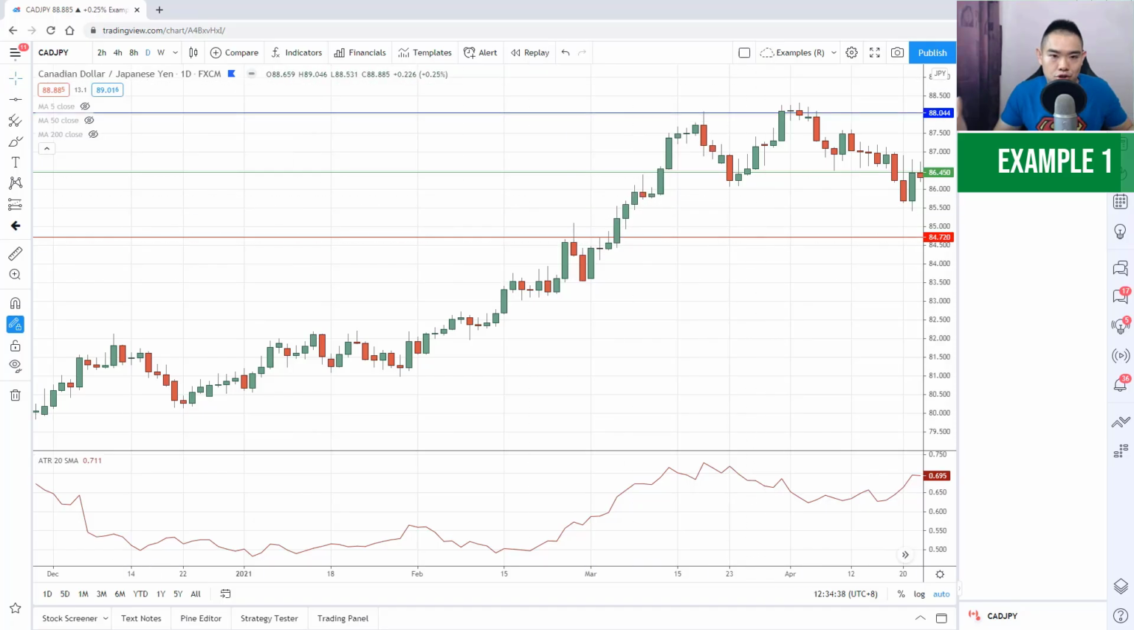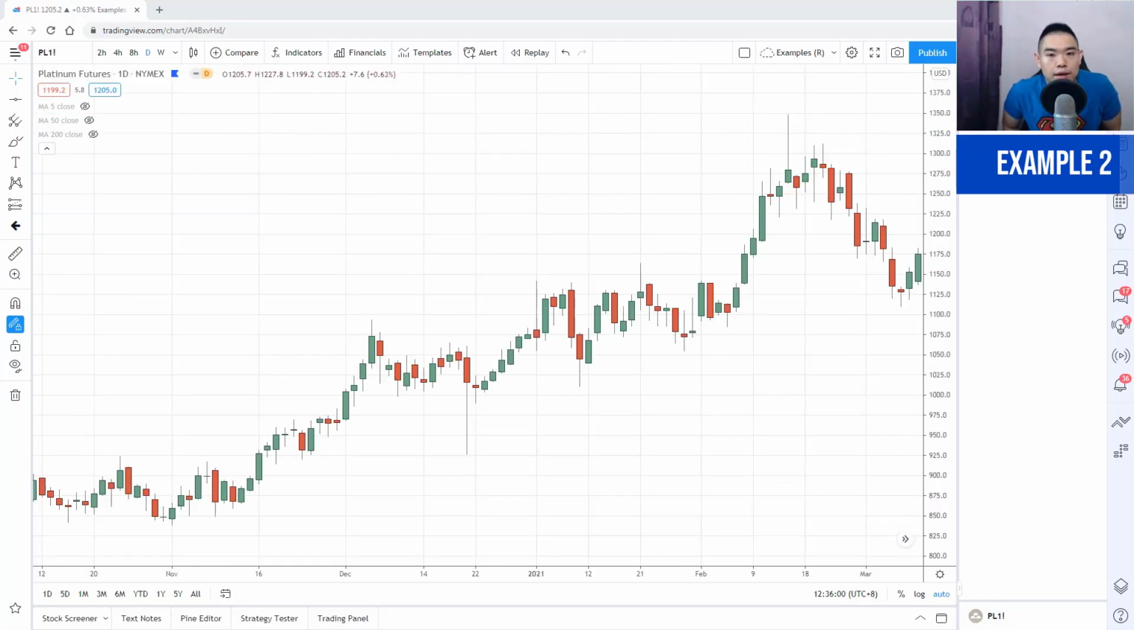So from this strategy, you know exactly where to enter, where your stop loss is, and where to take profit if the market moves in your favor. And you're trading in the direction of the trend from an area of value. I hope this makes sense. Now, let's move on to another example.